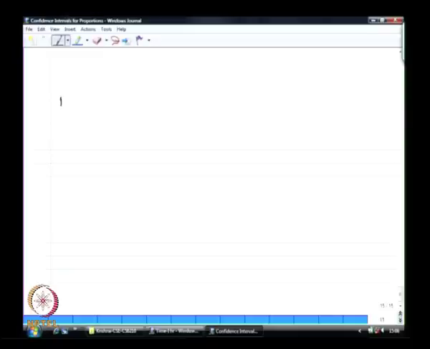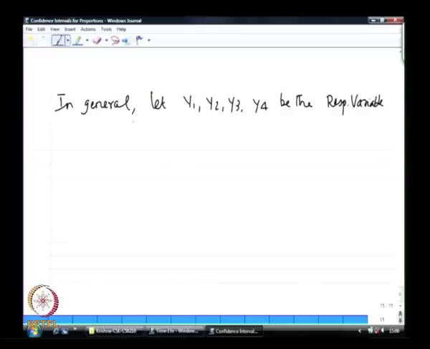So in general, if I am giving you y1, y2, y3, y4 to be the response variable values, rather than solve this equation every time, those set of linear equations, we have a shortcut table method that lets us figure this out.